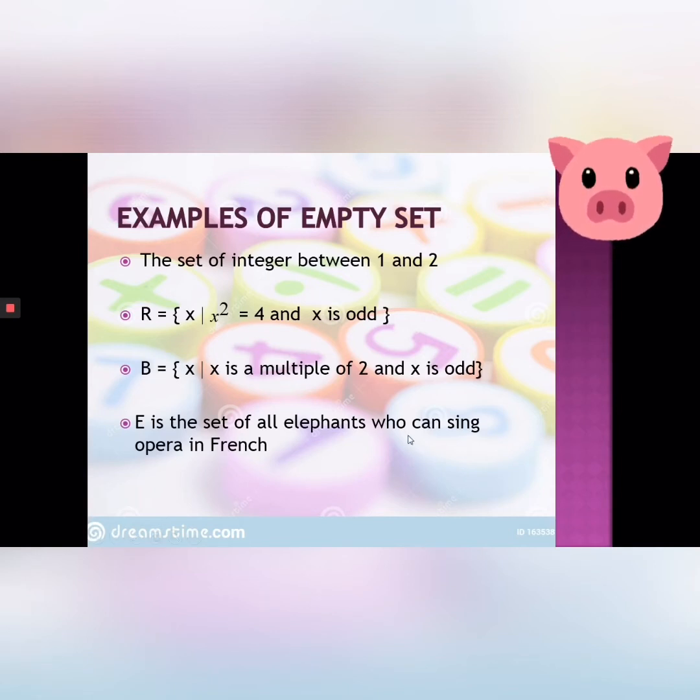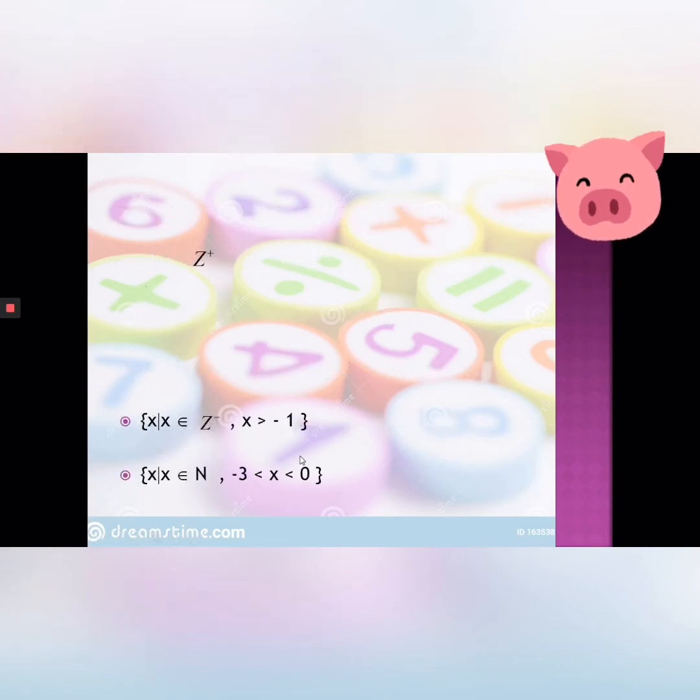However, if the statement says the set of elephants who can sing, that is not an empty set, because when you go to places like parks that have elephants, they can sing. However, we just don't understand what they are singing. But in this statement, these elephants can sing opera in French, and that is really impossible. So this is an example of an empty set. Okay, let's move on.